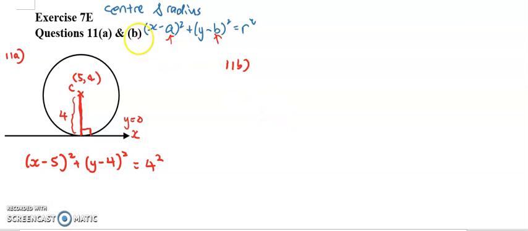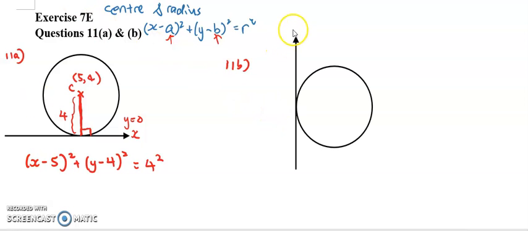Alright, and for 11b, we have about the same type of question, except that now the circle is touching the y-axis. We are told that the center is (2, −9). With the center, we can fill in the values in the brackets for the circle equation.